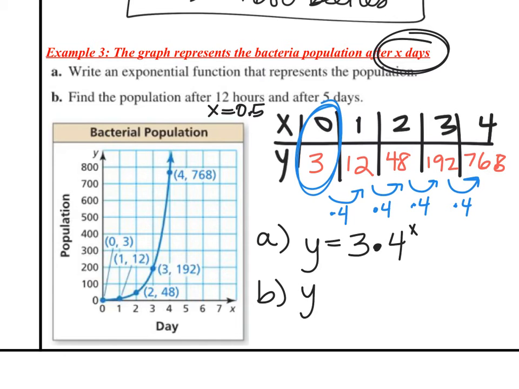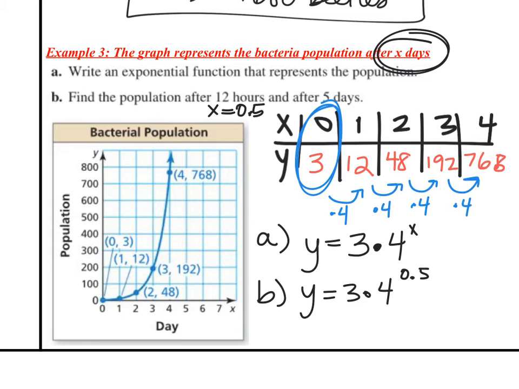So we're going to take our function, 3 times 4 raised to 1/2 or 0.5. If you do 1/2 in your calculator, remember there's that fraction button, A, and then B/C, but you have to put it in parentheses if you do that. So figure out that one.